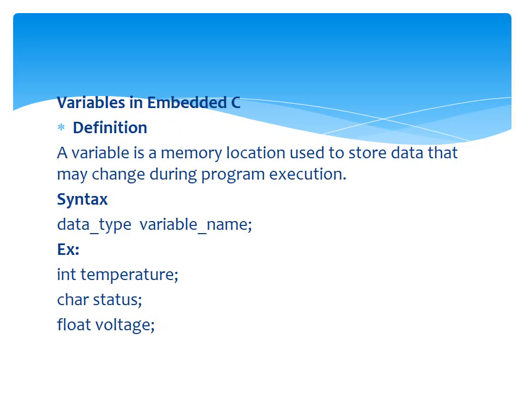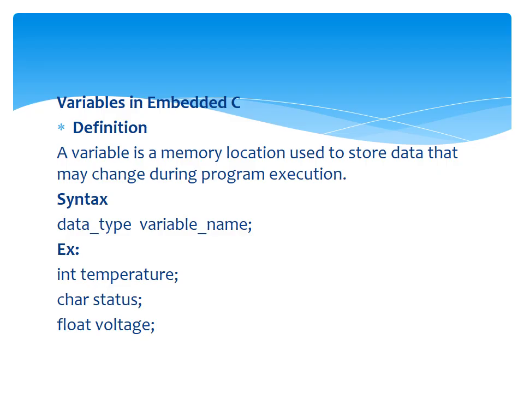And coming to variables in embedded C, a variable is a memory location used to store data that may change during program execution. Whereas a constant has permanent data, permanent in the sense that during execution that data will not change, in a variable the data can change during the execution. And the syntax is a data type followed by the variable name.